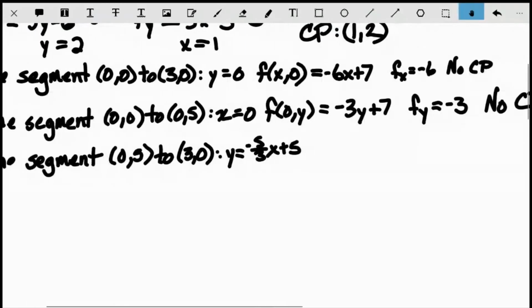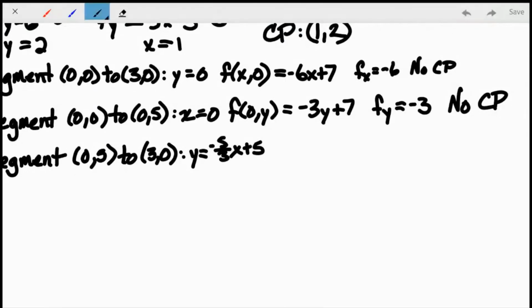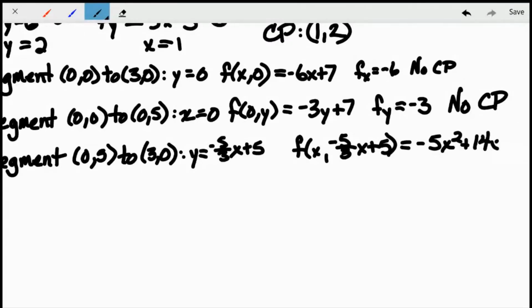Now, when I plug that into my function, what I'm going to do here is I'm going to create a new function. I want to get this in terms of a single variable. If I have just x as my variable, the y, remember, is the same as negative 5/3 x plus 5. And what that gives me as a modified function when I'm along that boundary line is negative 5x squared plus 14x minus 8. Okay, so this time you can see I'm actually going to get a critical point.